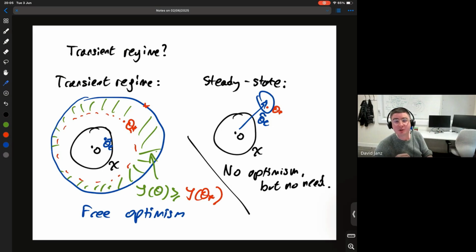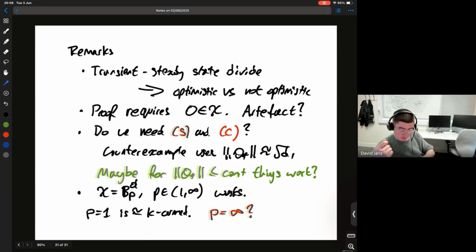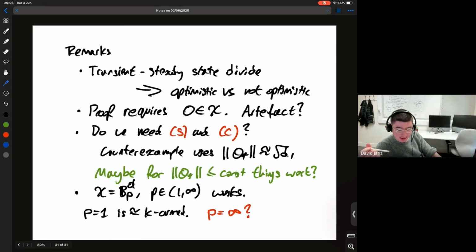So the split into transient regime and steady state is a nice starting point. Really the split is into steps with optimism and steps without, and it's just the steps without optimism that you need to handle. The proof without optimism essentially ends up working like what we've shown so far. So this transient and steady state divide isn't actually needed. It's an optimistic versus not optimistic divide. And optimism, I don't think is needed. It just makes the proof easy. There's no reason not to use it for those time steps.